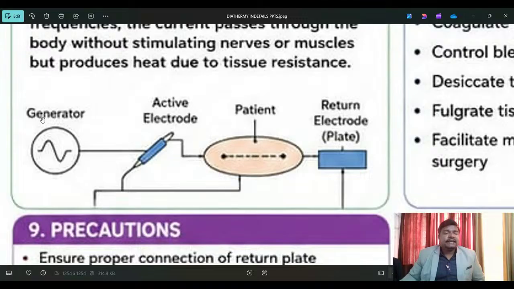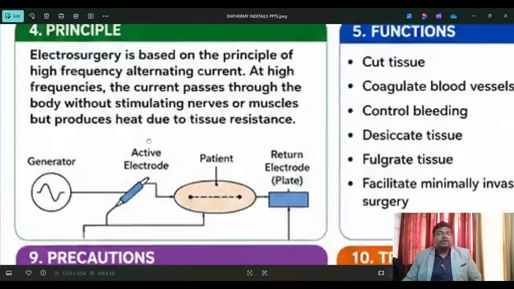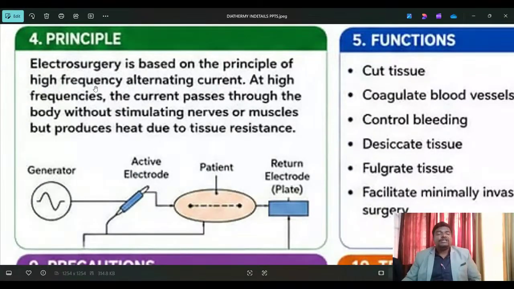See here, this is the generator, that is the AC voltage, and then the active electrode, the patient, and the return electrode plate. This is the patient plate, which needs to be applied to the tissue part of our body. This is a sample picture, showing the working principle, how it works. This is the principle of the diathermy.